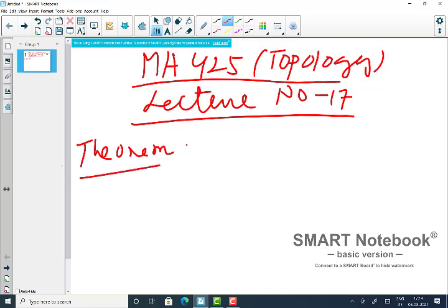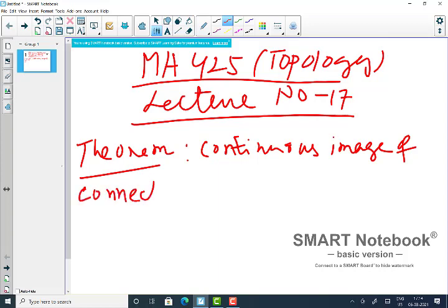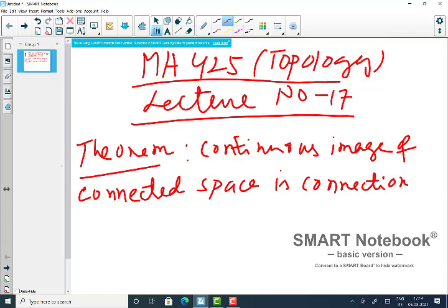Okay, and this theorem tells you that the continuous image of connected space is connected. Okay, so what does that mean? That means you have a connected space, and if you have image under a continuous map, then the image will be also connected. Okay.